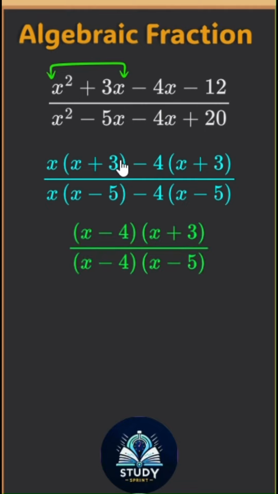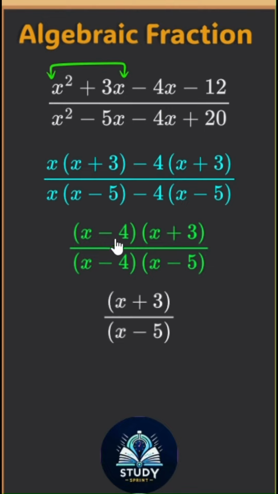So you're going to notice that in both of the brackets, you'll get the same terms. So what we're going to do is make both of those terms into one bracket. So that will be x plus 3 because both of them are common. And then the terms outside the brackets will be our second bracket. So x minus 4 and x plus 3. We're going to do the same in the denominator.